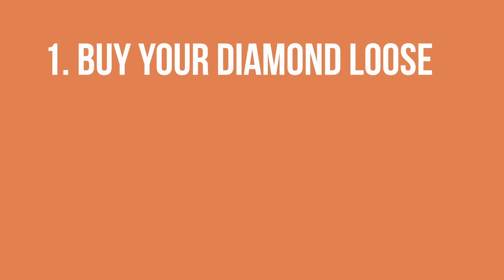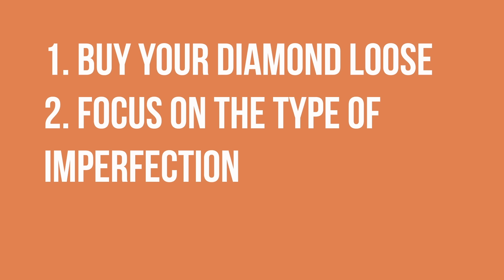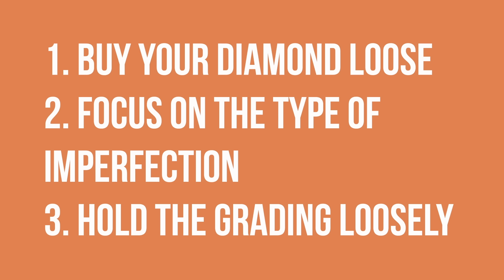So 3 takeaways from today. Number 1, make sure you buy your diamond loose. That way you're able to inspect everything you need to carefully. Number 2, you want to focus on what kind of imperfections are in your stone. Okay, that's much more important. And number 3, hold the grading loosely. So from our end, we curate the stone to ensure that there are no unfavorable inclusions in there. And from a manufacturing perspective, we just ensure that the setting elevates the stone that you've chosen.